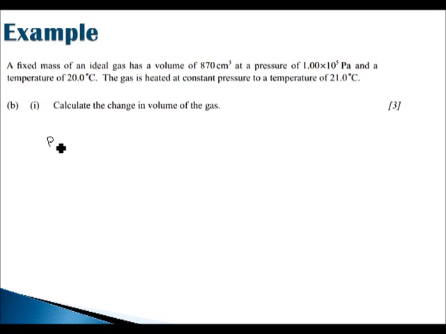P1, very similar to before, P1, V1, T1. So the initial pressure is 1.00 times 10 to the 5 pascals, which is just atmospheric pressure, a volume of 870 centimeters cubed, and a temperature of 20.0 degrees Celsius. So let me just erase this.